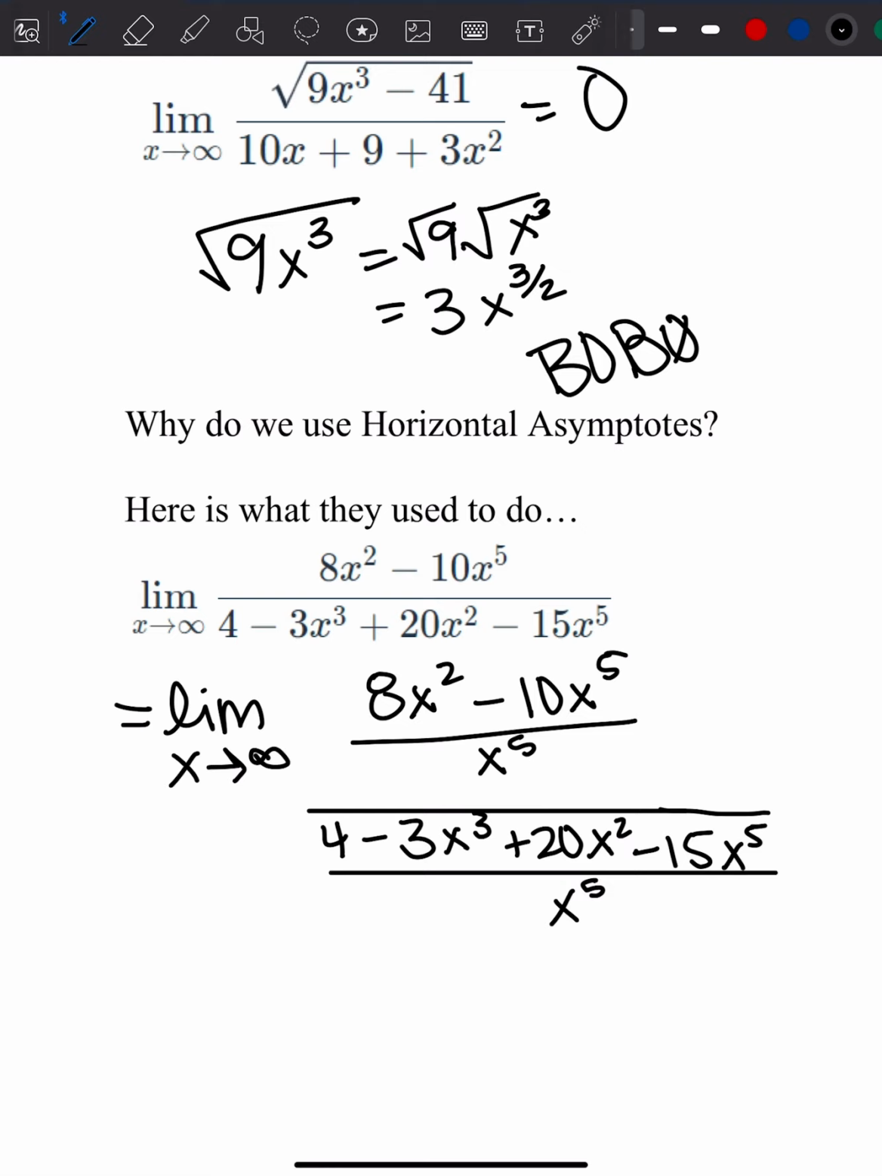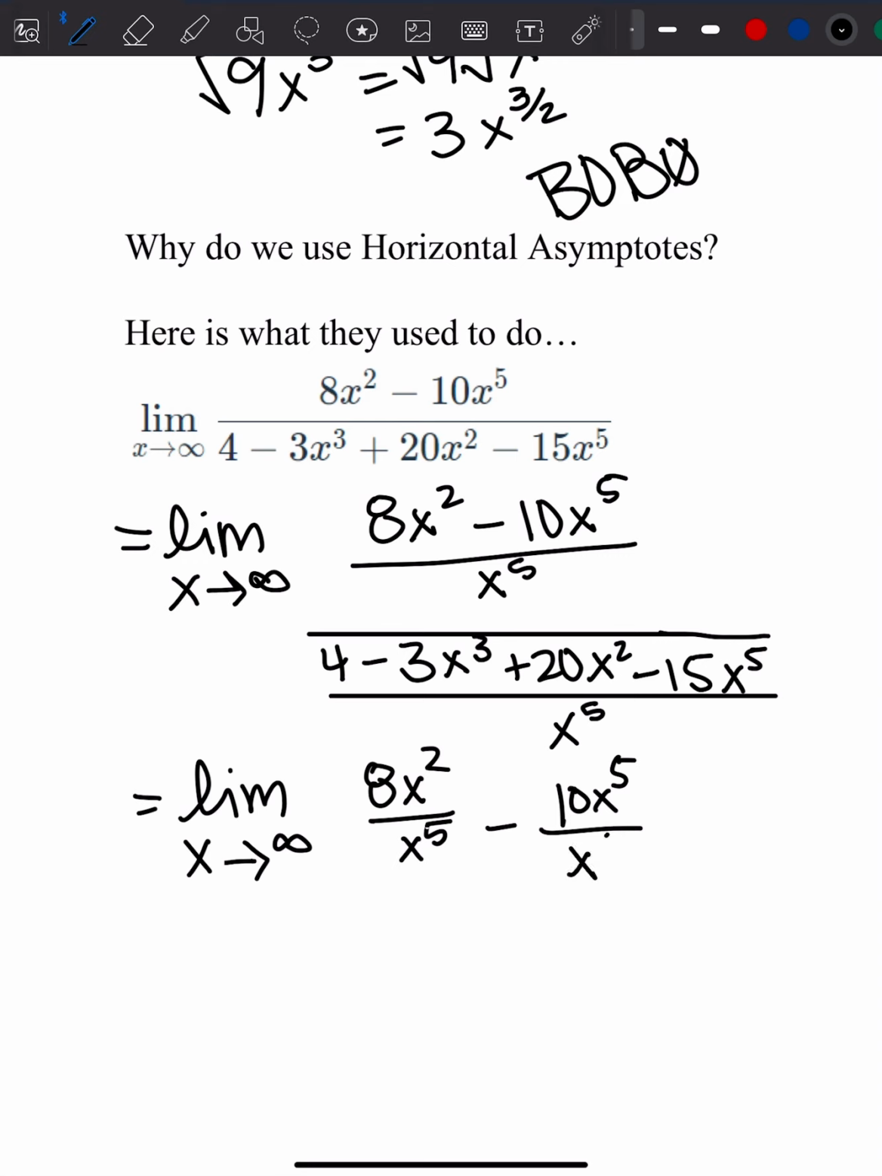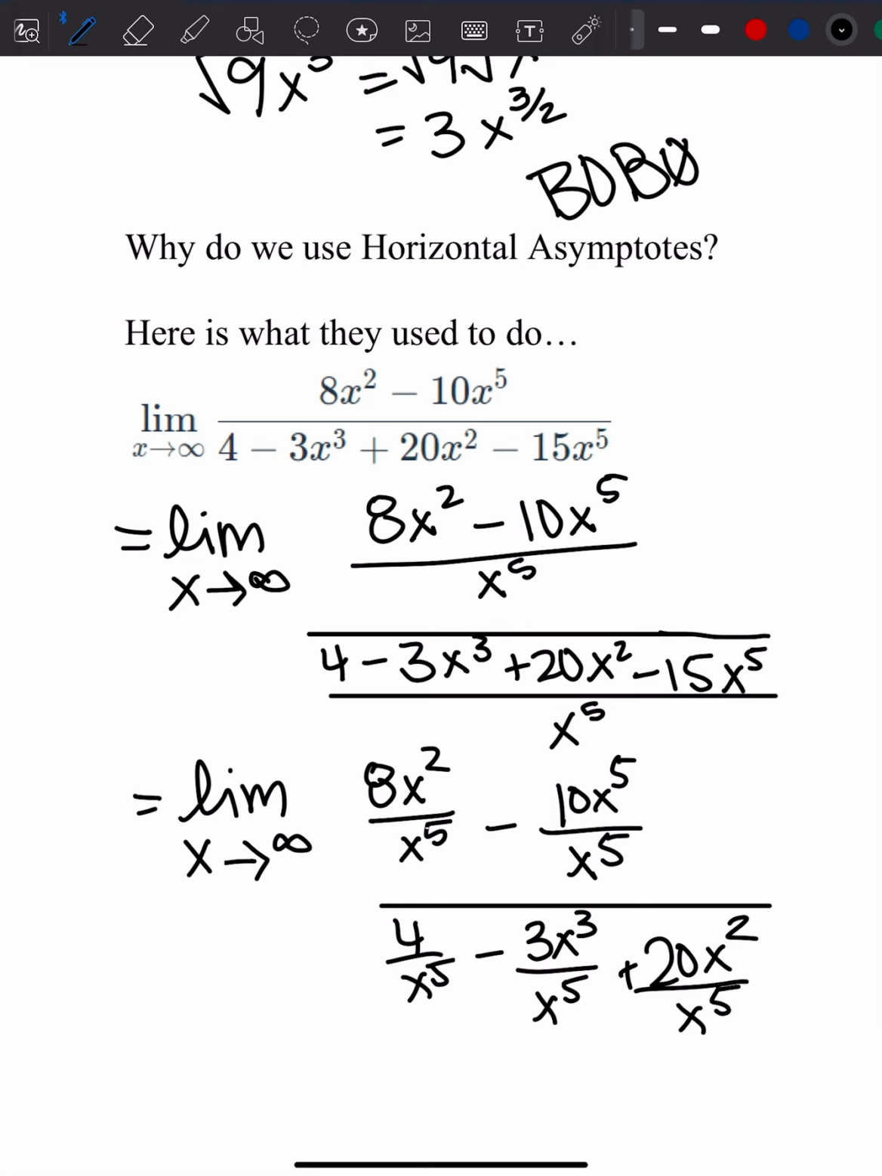So one thing I can remember is that if I do this to everything in the top and everything in the bottom, I can separate them, so I can divide each individual term by x to the 5th power. So if I do that, I'm going to get 8x squared divided by x to the 5th, minus 10x to the 5th over x to the 5th, all divided by 4 over x to the 5th, 3x cubed over x to the 5th, 20x squared over x to the 5th, 15x to the 5th divided by x to the 5th.